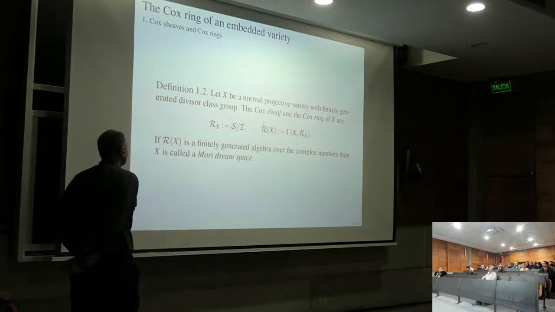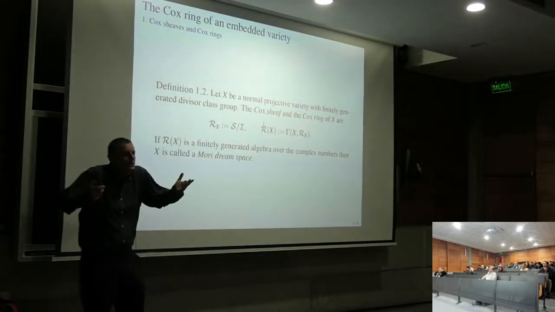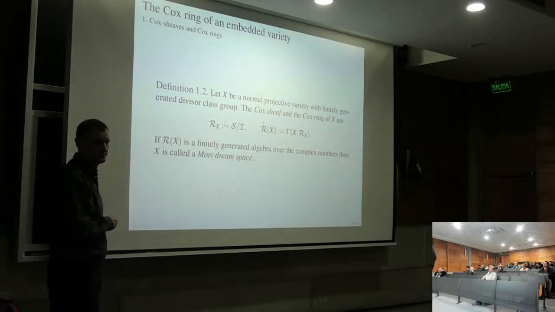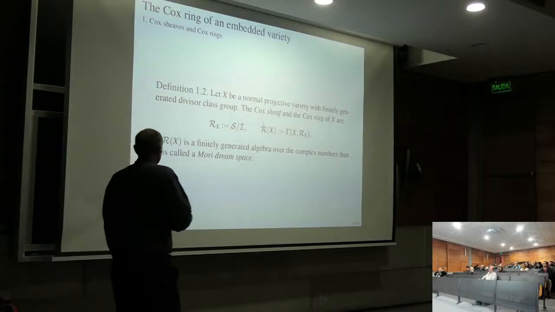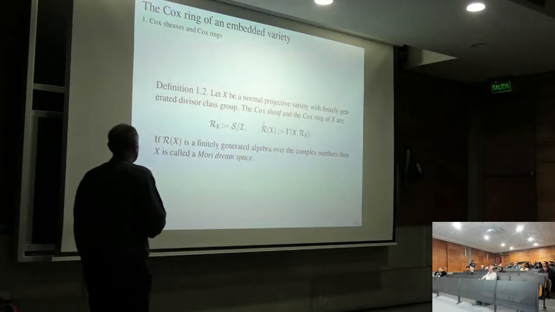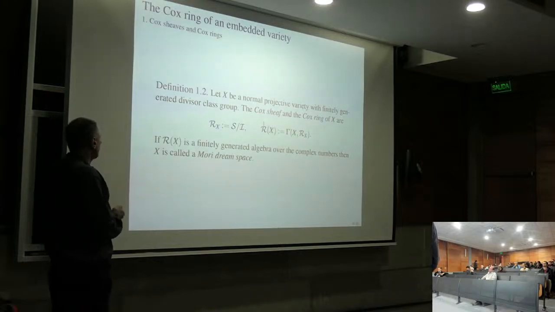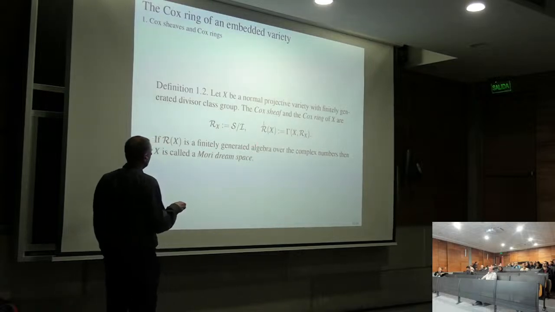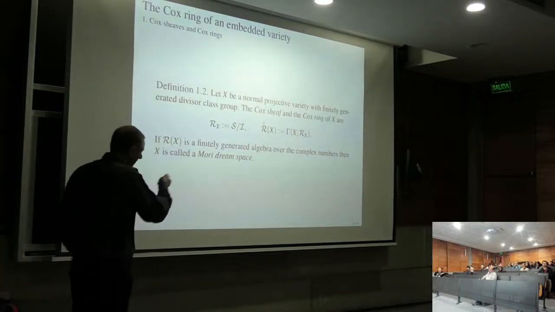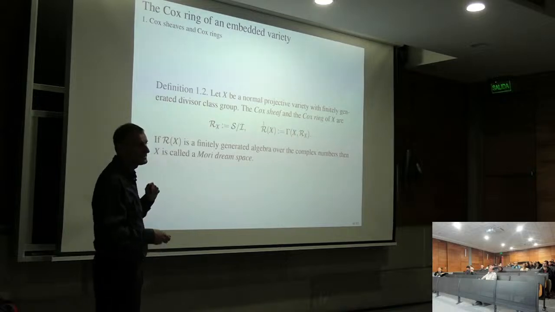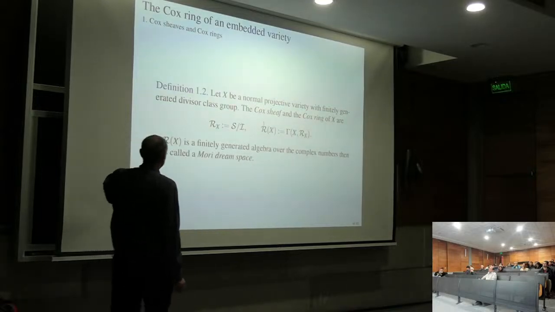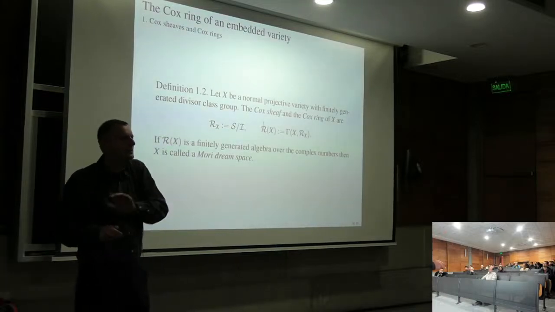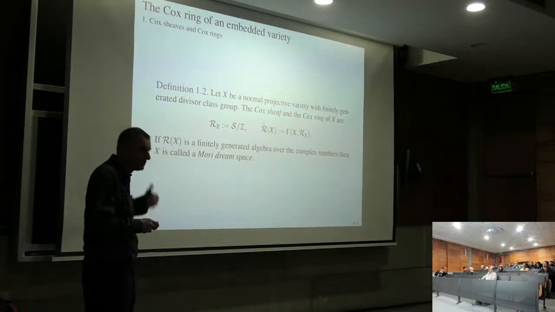The second one is a ring, or algebra, of global sections of the Cox sheaf. There is some notation after the Hu and Keel paper. Whenever R(X) is a finitely generated algebra over the complex numbers, then you call X a Mori dream space. The original definition of Mori dream space is geometric, but it is equivalent to this one due to their result.